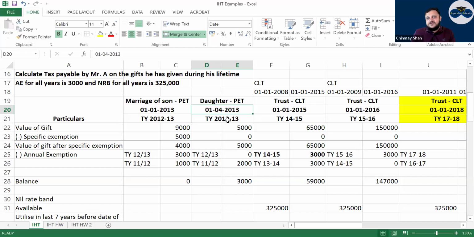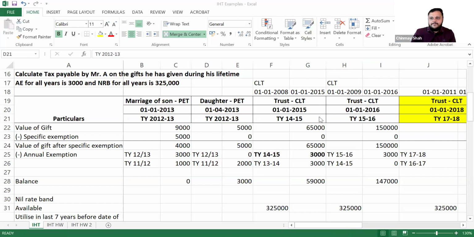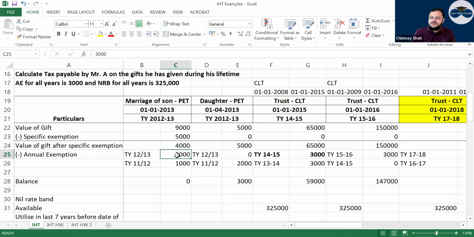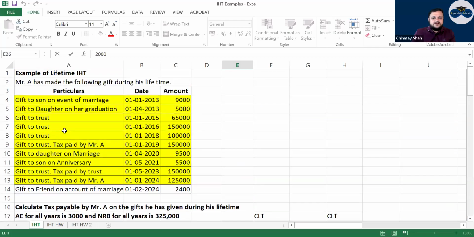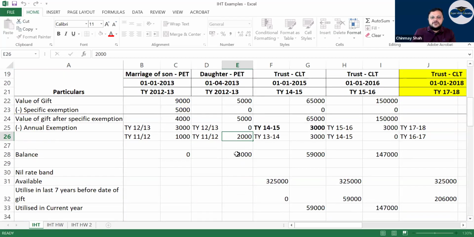Now 1/4/2013, will it go in tax year 12-13 or 13-14? Where will it go? 12-13. So 3,000 of 12-13 is already used here, and the remaining 2,000 of 11-12 can be used here. It is a daughter's PET on her graduation, so 2,000 is used, 3,000 is the balance.